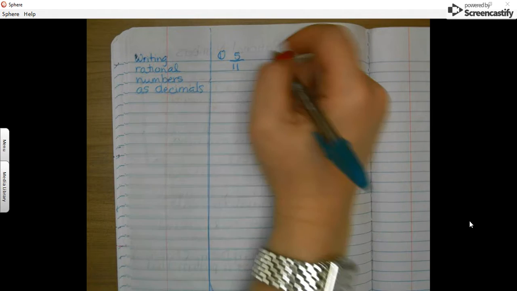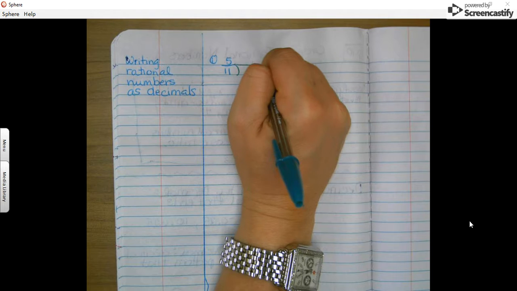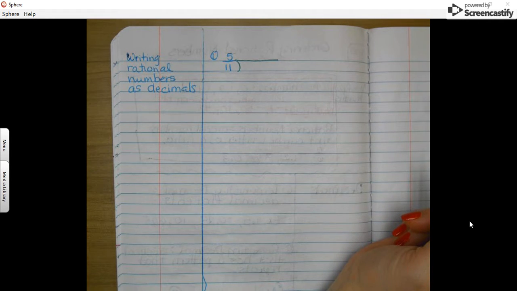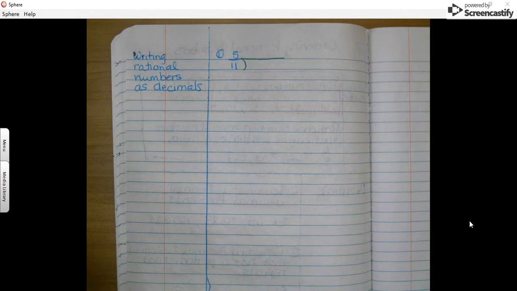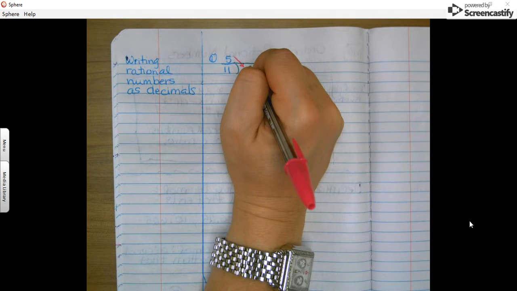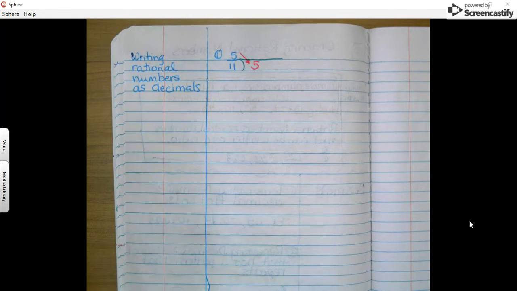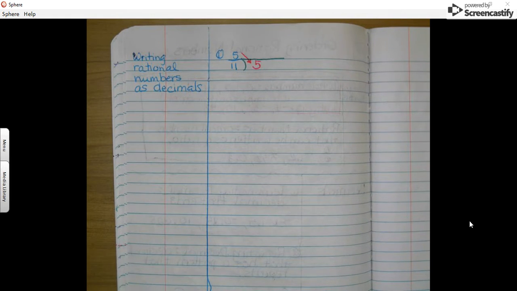So I'm going to start by making my long division symbol right on the side of my fraction. And I have the corner of it touching the line for division. So now I'm going to pull my 5 down and into my long division symbol right there. So now I have 11 is my divisor and 5 is my dividend. Can I divide 11 into 5? No. Right? It's not a big enough number.